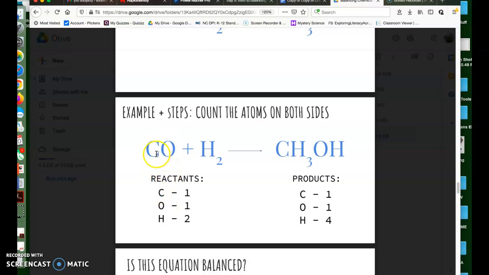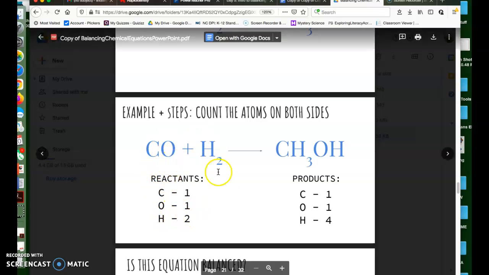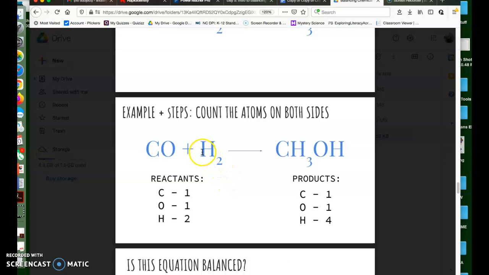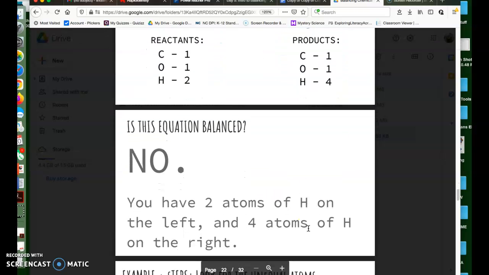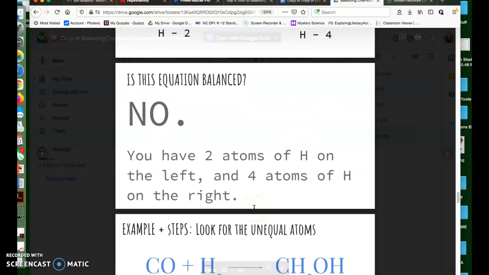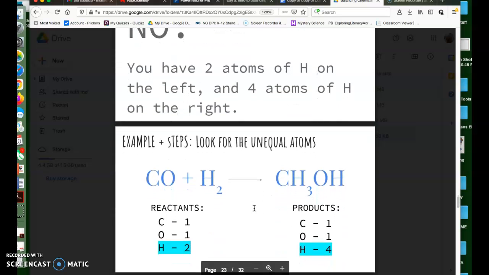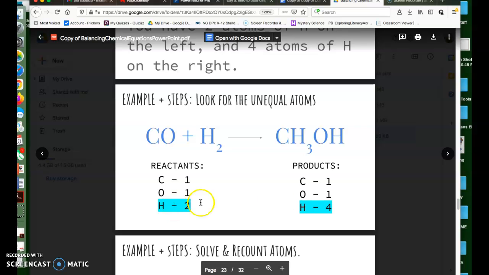I've got 1 carbon on this side, just one oxygen on this side, and 2 hydrogens because of the little subscript 2 right here. On this side, I've got 1 carbon, 1 oxygen, and 4 hydrogens because 1, 2, 3, 4 hydrogens. So if we look at this, do we have a balanced equation? I've got 1 carbon, 1 carbon, 1 oxygen, 1 oxygen, 2 hydrogen, but 4 hydrogen over here. So this equation is not balanced. I have 2 atoms of hydrogen on the left side and 4 on the right side. So here is my issue right here.